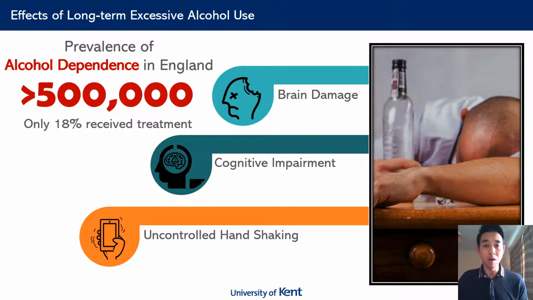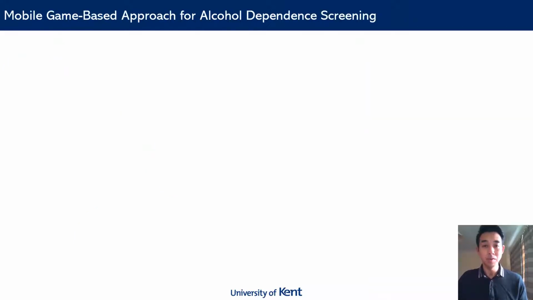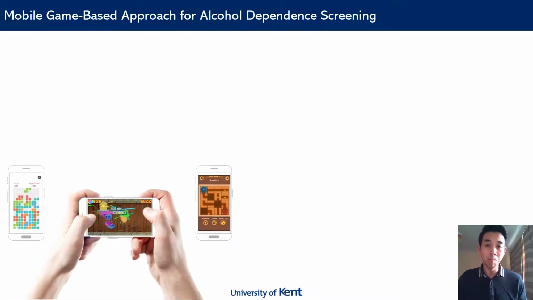Given that current diagnostic and screening measures for alcohol dependence rely on self-reporting, and the procedures are time-consuming and must be administered by trained clinicians, these limitations led to a call for an alternative approach. Alcohol dependence is often manifested with specific cognitive decline and reduced fine motor control. We consider that both of these changes can influence the way users interact with mobile games.